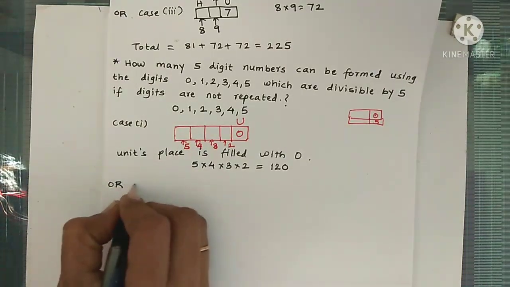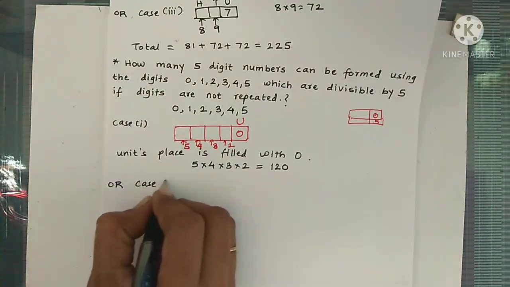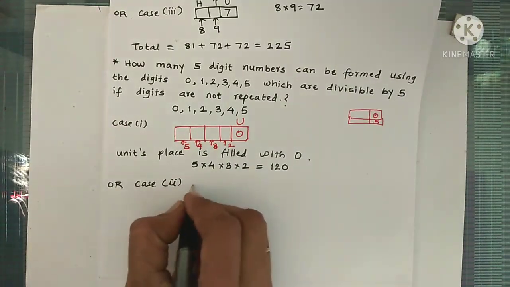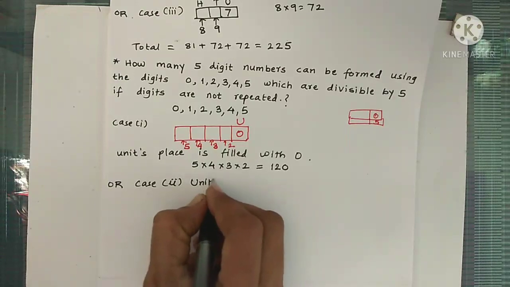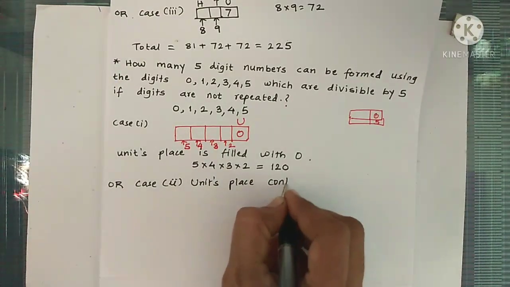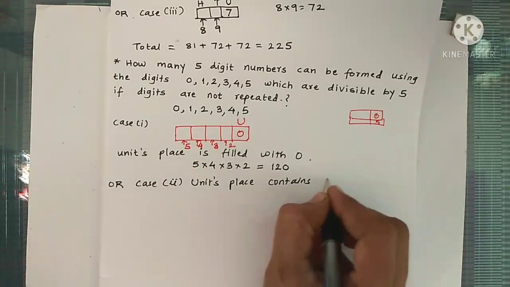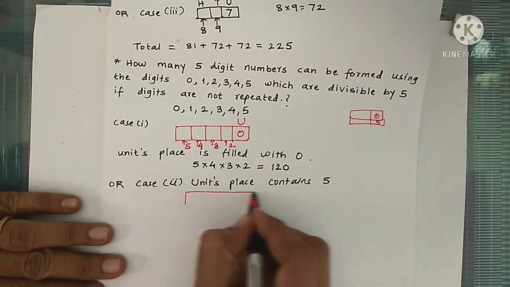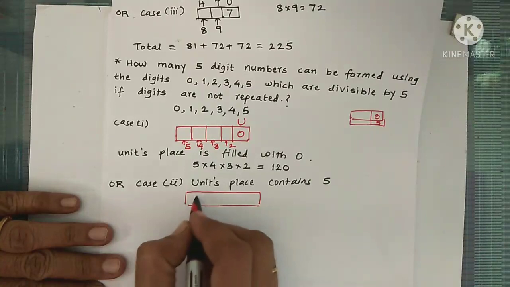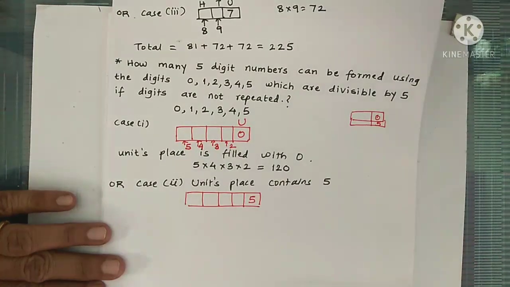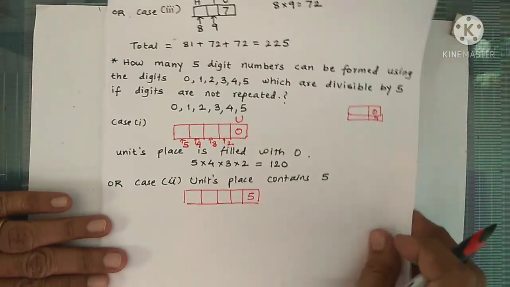Now case 2. Case 2 is 5 is in units place. Units place contains 5. That is our second case. Let's draw these 5 places. Now we have placed 5 here.